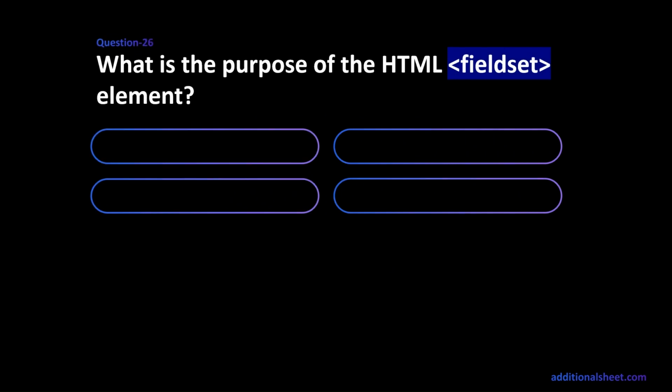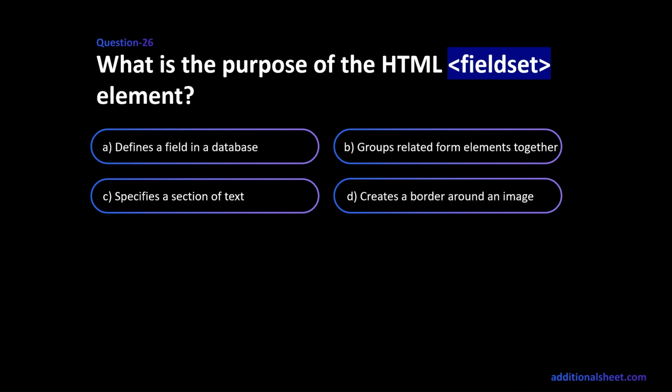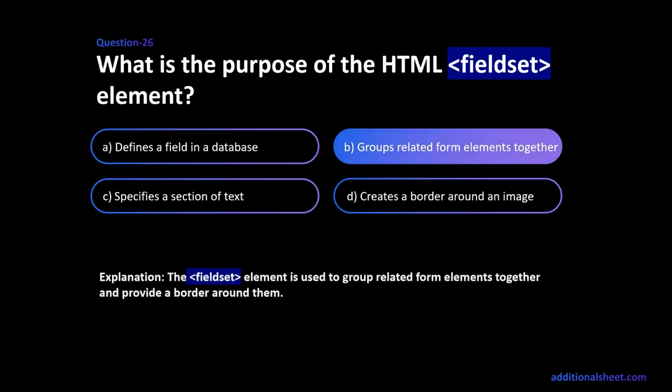Q26. What is the purpose of the HTML fieldset element? Options are: A. Defines a field in a database. B. Groups related form elements together. C. Specifies a section of text. D. Creates a border around an image. The correct answer is option B. The fieldset element is used to group related form elements together and provide a border around them.